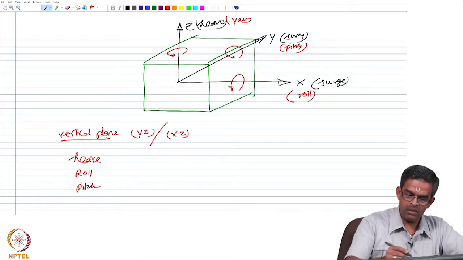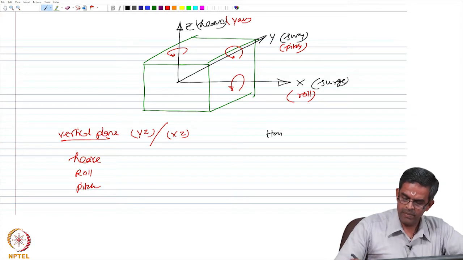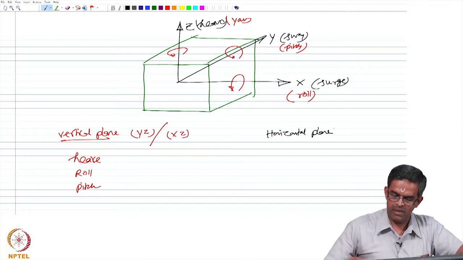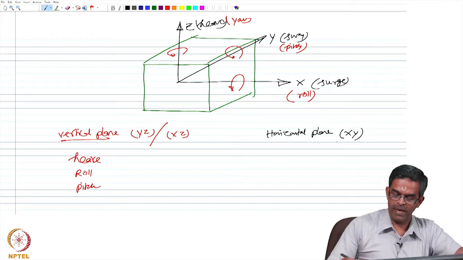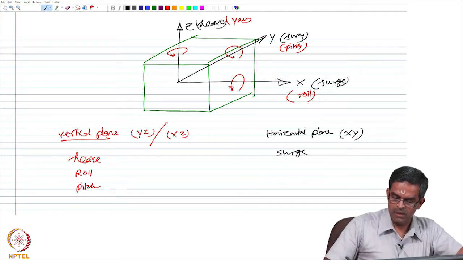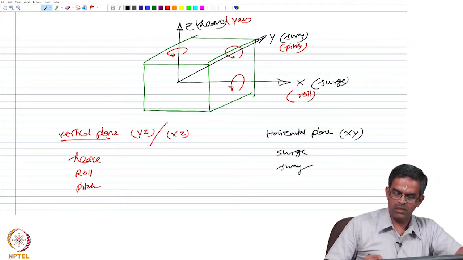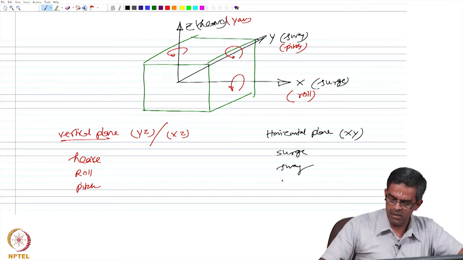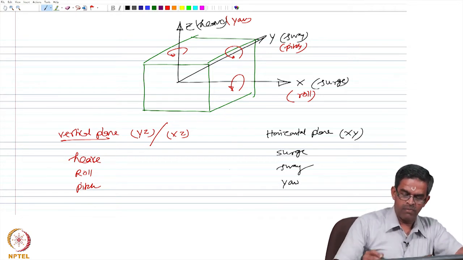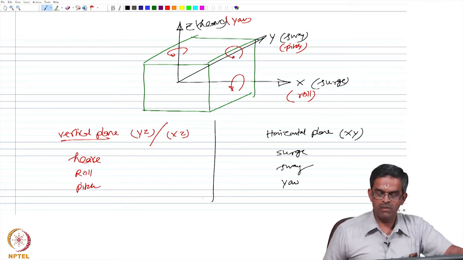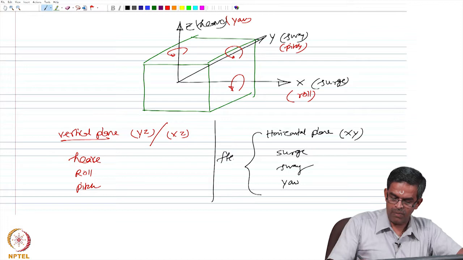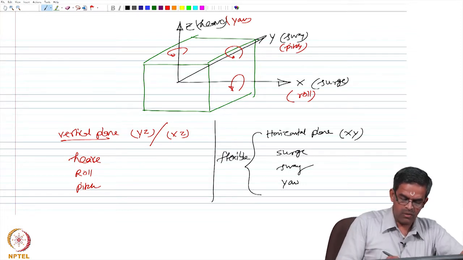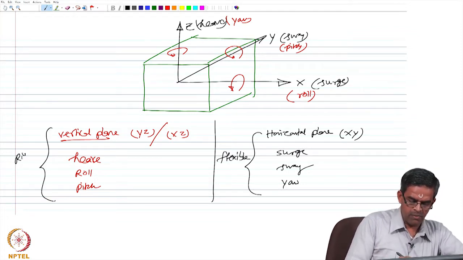Okay. Let us talk about the horizontal plane. The easiest horizontal plane to visualize is xy plane. Now, the displacements along this plane could be surge, could be sway, and the rotation measured along this plane is yaw. So, friends, TLPs are designed to remain flexible in horizontal plane and to remain rigid in vertical plane.